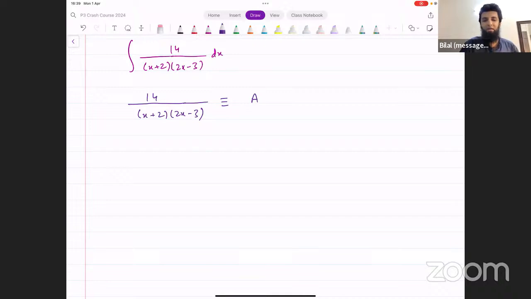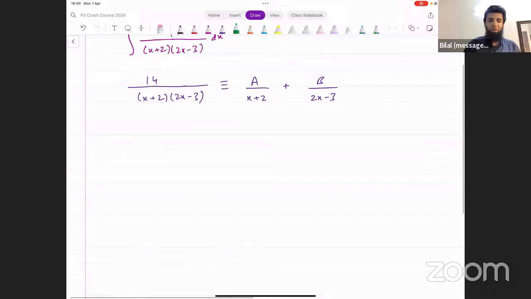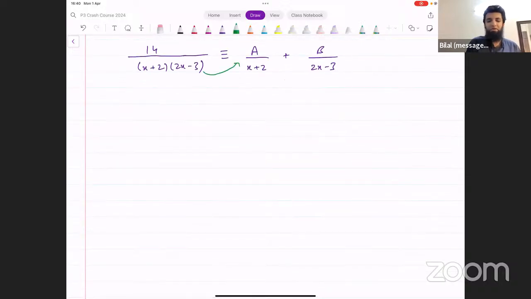It's a proper fraction. So what's the form that you're going to have for this? We have non-repeated linear factors in the denominator. So it becomes A over (x plus 2) plus B over (2x minus 3). These are the partial fractions that you're going to have for this. Now you can find the partial fractions for this and then integrate those 2 fractions separately. Let's try this. Let's see what happens when we do this. Remember the partial fraction method, you would multiply this denominator on the other side and see what that gives you. So you have 14 identical to A into (2x minus 3) plus B into (x plus 2).